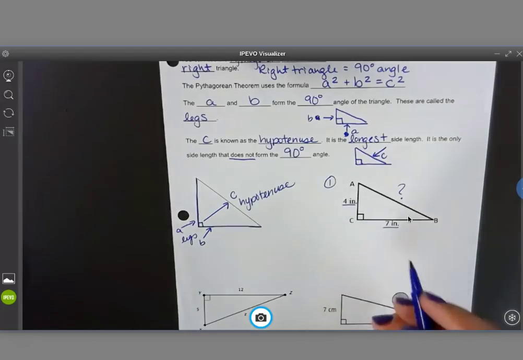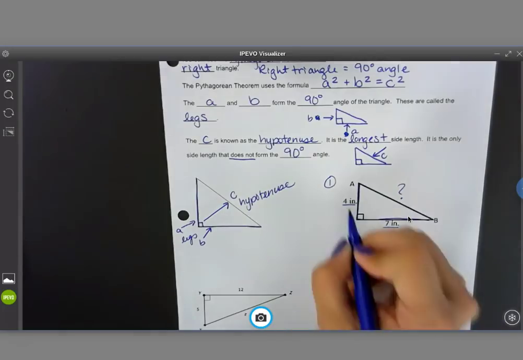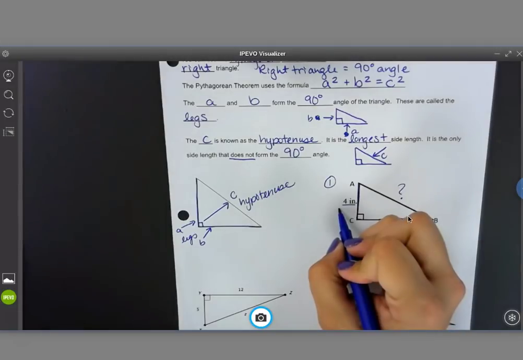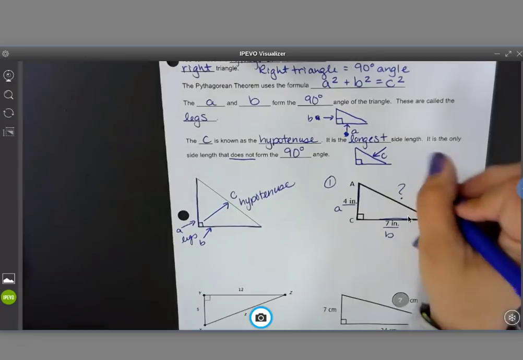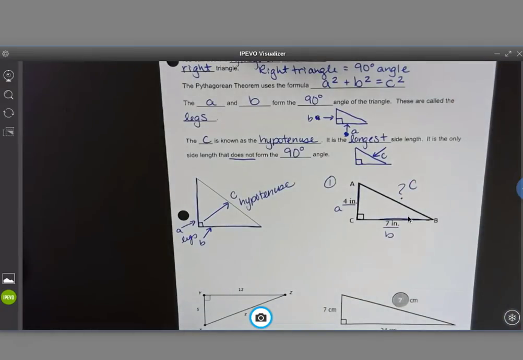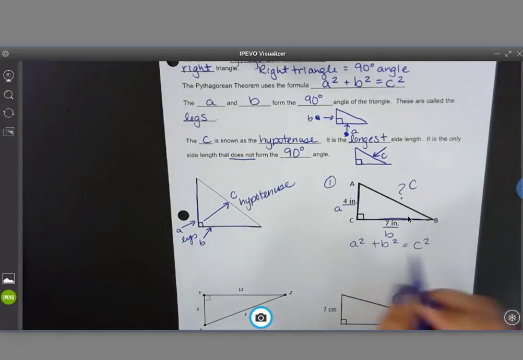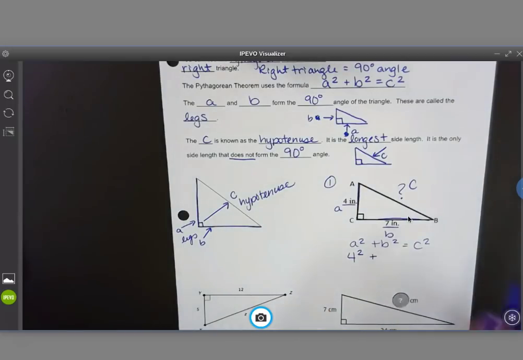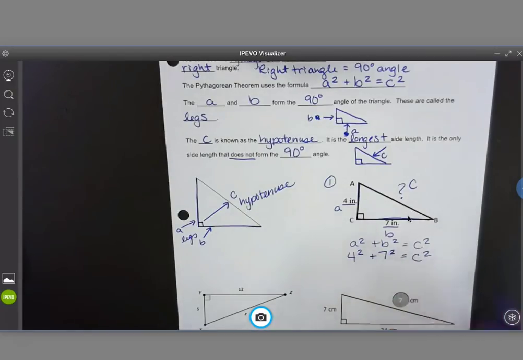So the 4 inches and the 7 inches make up that 90-degree angle. So that means one of these is A and one of them is B. Since we can use A and B interchangeably, it doesn't matter which one's A and which one's B. So what that means is we are looking for our C value. So we're going to plug in what we know. So our formula is a squared plus b squared equals c squared. Well, A is 4 and B is 7. So what we don't know is c squared.